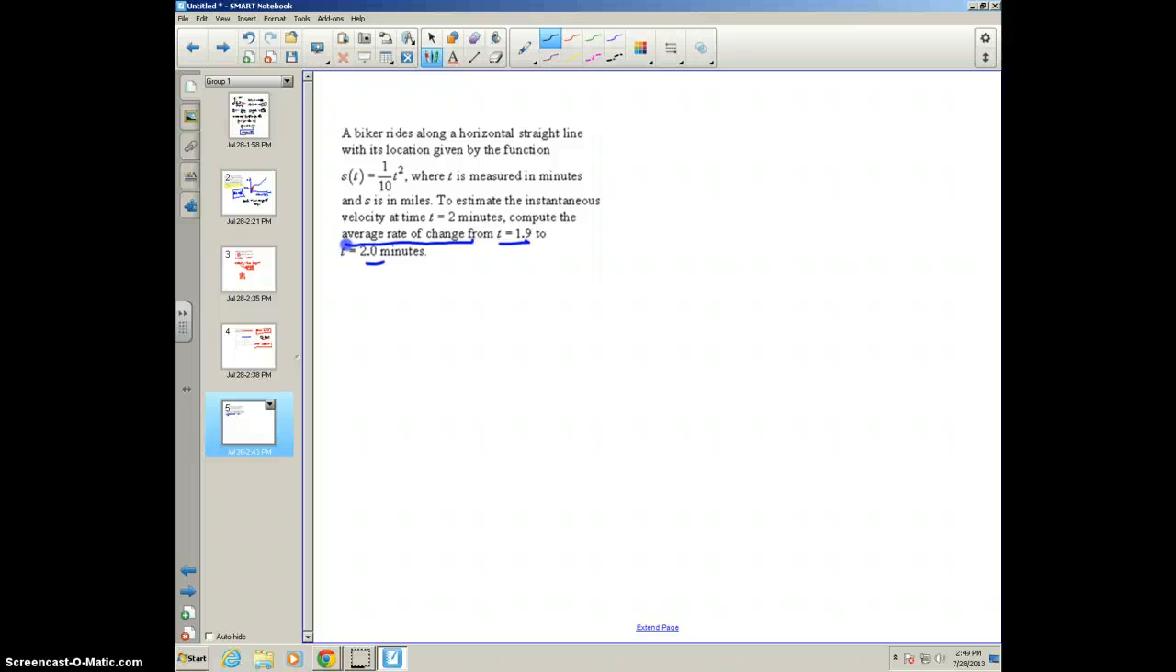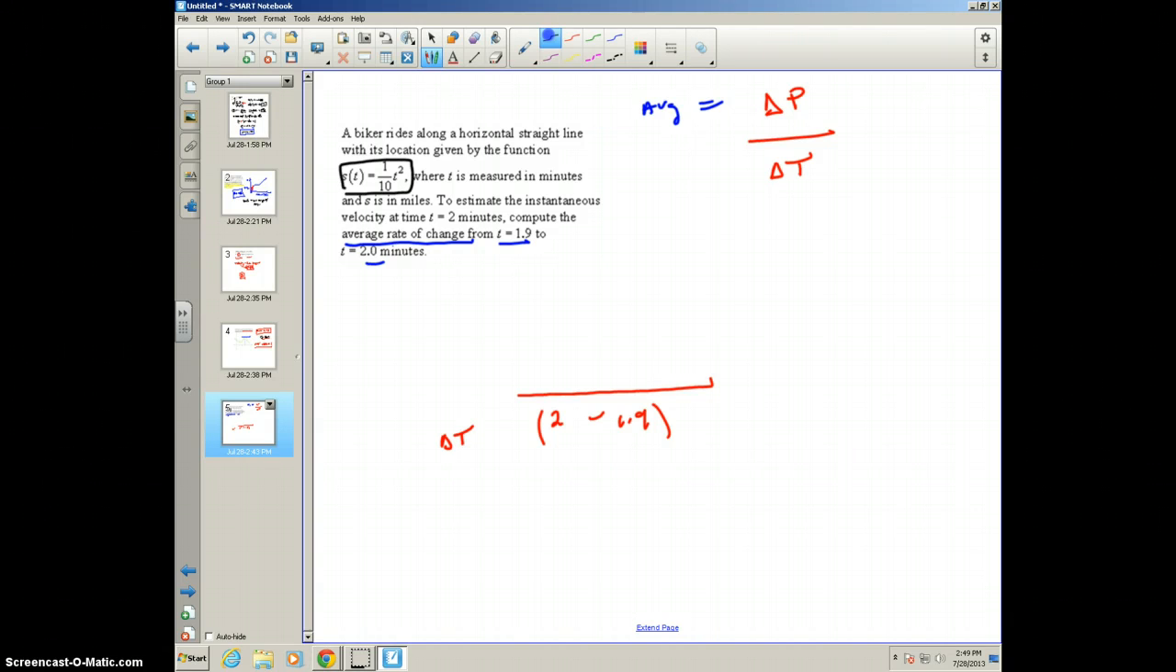Average rate of change equals change in position over change in time. We're given our change in time already. So we know that the bottom, change in time, is simply 2 minus 1.9. So that is our change in time. That's delta t. Our top numerator, we don't have a position. We have a position function, but we don't have the positions. So we will have to calculate that by hand.